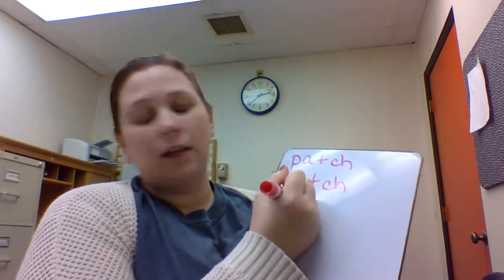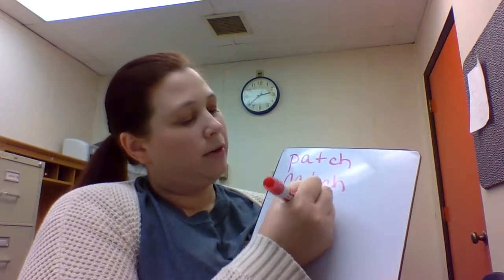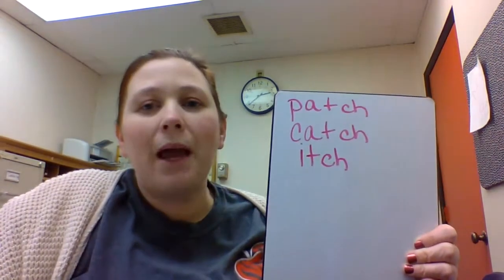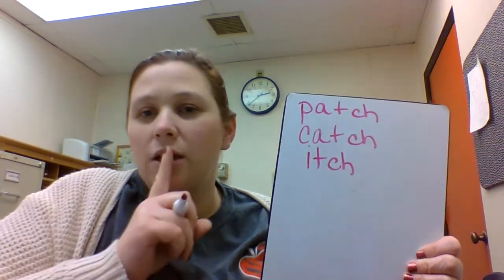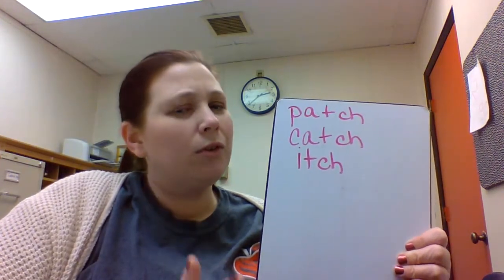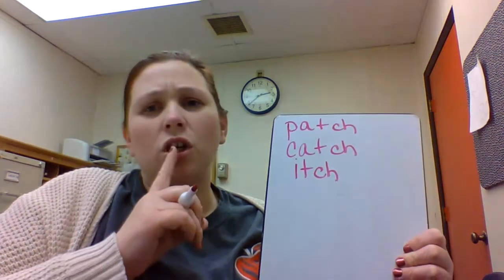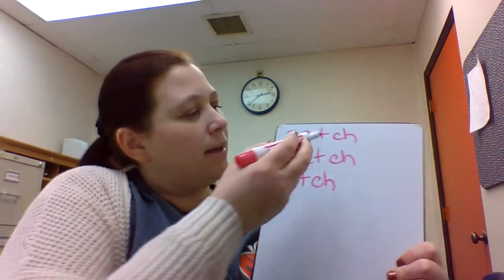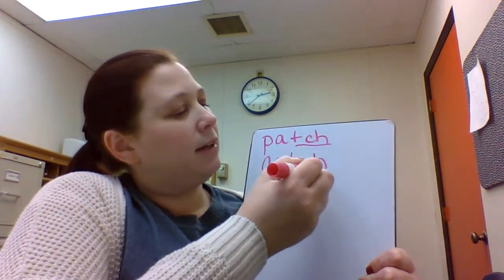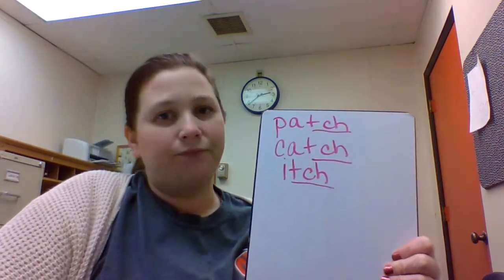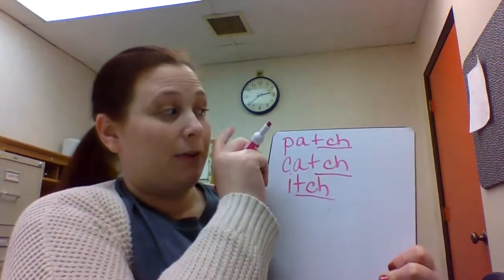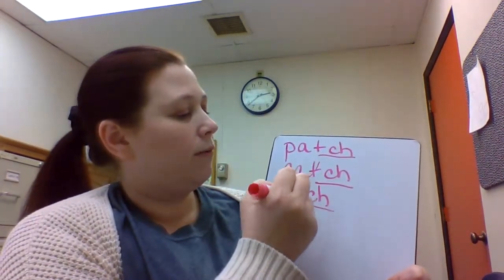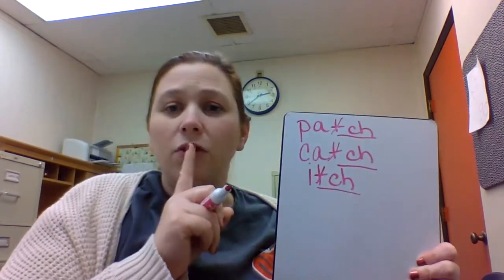Let's look at the words patch, catch, and itch. What do you hear as the final sound in those words? Patch, catch, and itch. It's that ch sound. But what do you notice that's different from the ch sound we already learned about? It's spelled with a TCH, isn't it? This is called digraph TCH, and when we code this, we cross off the T because we can't really hear it. We just hear a ch sound.